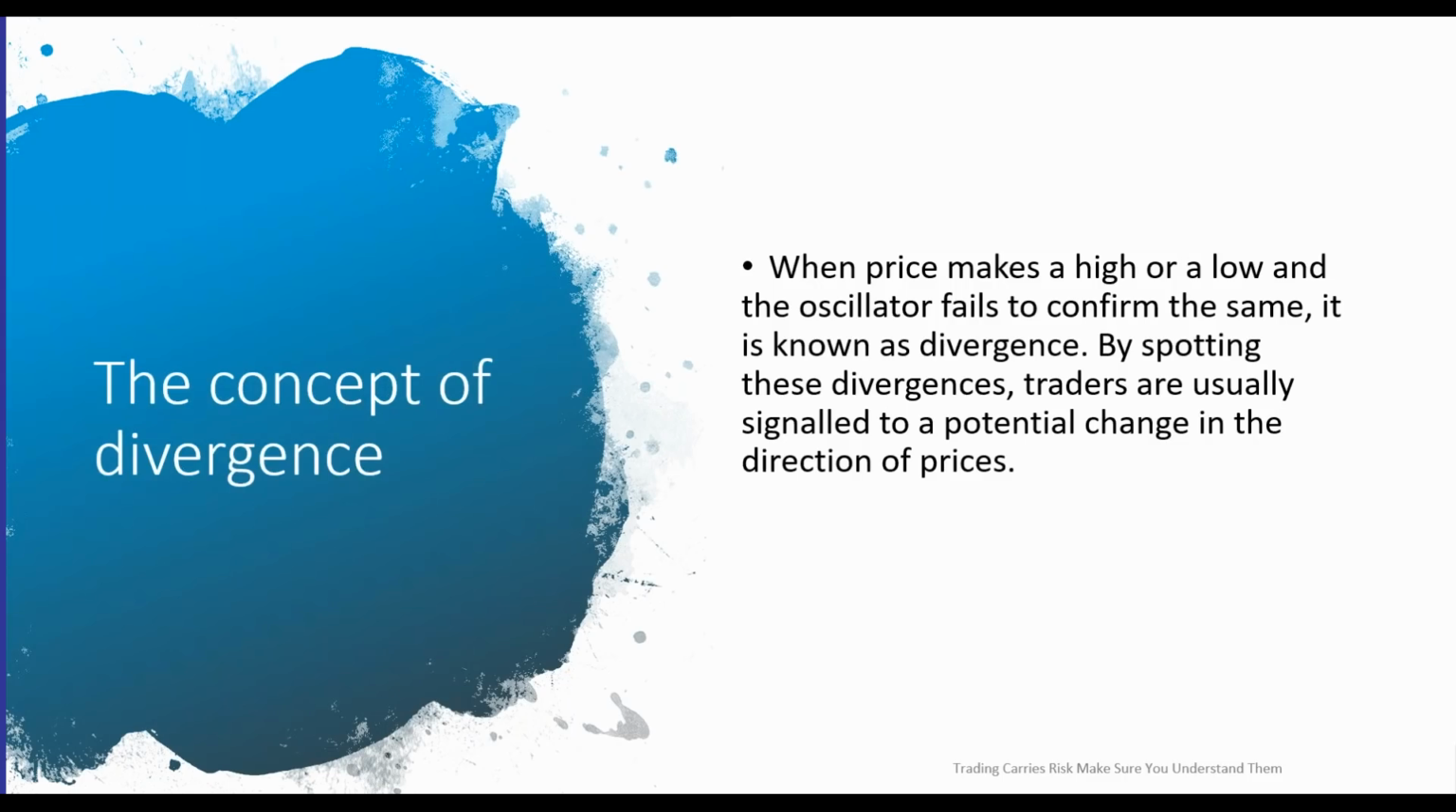So when price makes a high or a low and the oscillator fails to confirm the same, it is known as divergence. By spotting these divergences, traders are usually signaled to a potential change in the direction of price. So when we get these divergences, it's telling us that something isn't right about price action and the current trend is losing its momentum, or we're going to get a reversal.